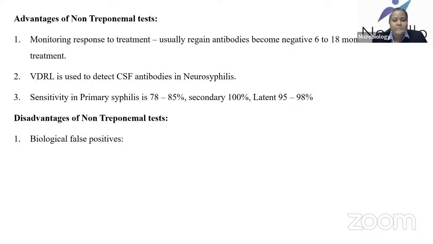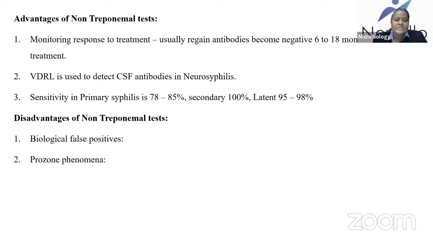If the positivity remains for less than 6 months, it is called acute biological false positive. If the positivity remains for more than 6 months, it is called chronic biological false positive. The acute biological false positive can come in any acute infection or any acute inflammation. Chronic biological false positives, where it remains positive for more than 6 months, occur in conditions like collagen disorders, SLE, infectious mononucleosis, pregnancy, HIV patients, IV drug abuse, and lepromatous leprosy. In all these conditions, chronic biological false positive reactions are possible. So it is one of the disadvantages of the non-treponemal test.